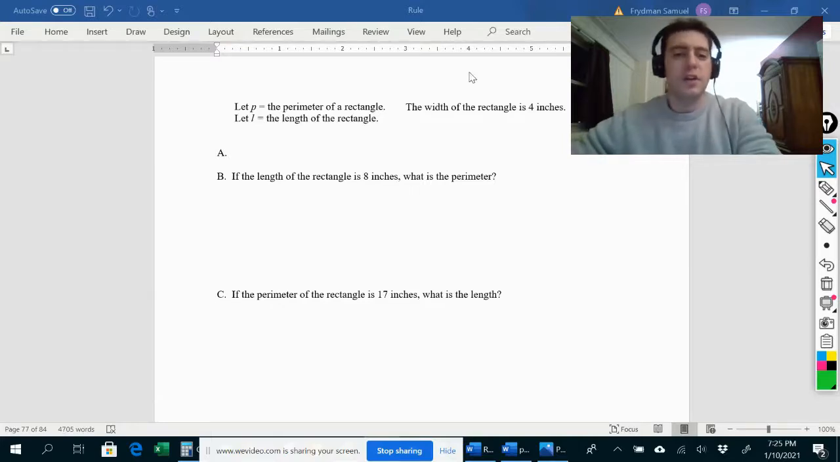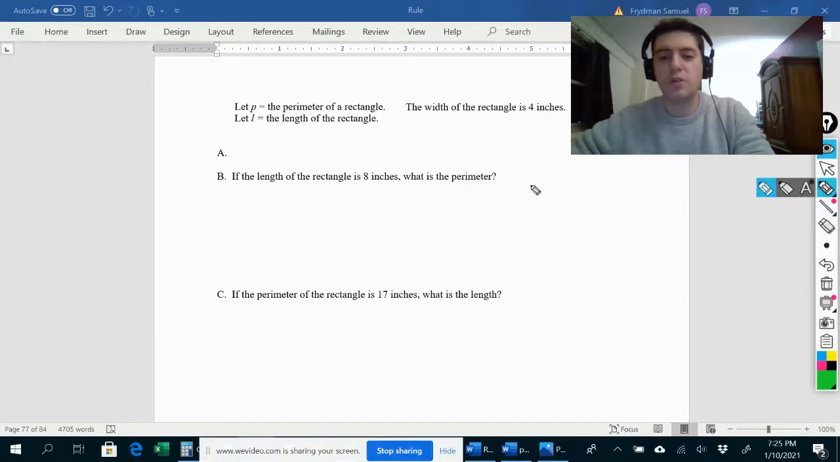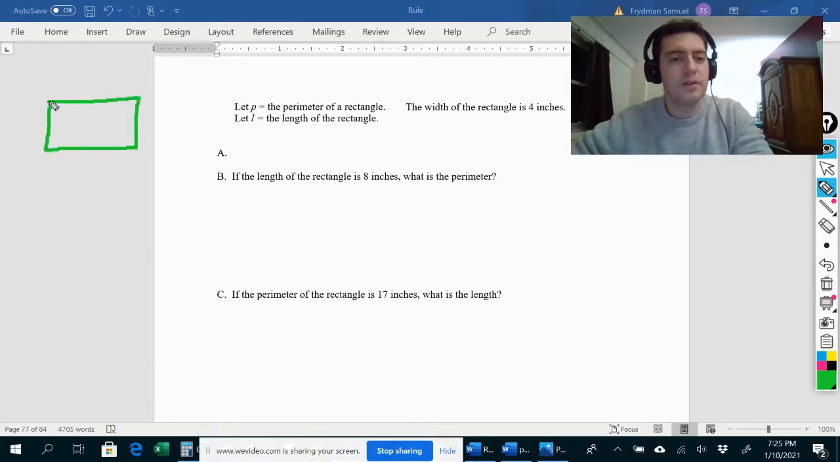Okay, so in this problem, P stands for the perimeter of a rectangle. So you know what, right off the bat, it's always a good idea to draw a picture. So let's draw it over here, because I think my face is going to show up over here. Let's draw a rectangle. And L stands for the length of the rectangle. So that means that the length, let's call this the length, and we'll say that this is the width, okay?